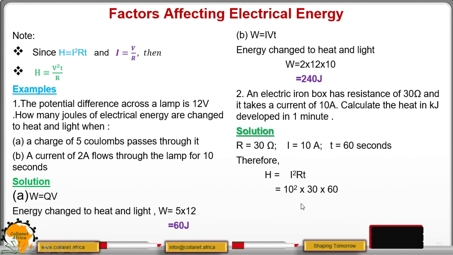Therefore, using our formula, H is equal to I squared RT, we just replace the values. You have 10 squared, multiplied by 30 and multiplied by 60. When you multiply, you find that you will get 180,000 joules. And because you're supposed to give it in kilojoules, it will be 180 kilojoules. So that is the energy that is being taken by the electric iron box.